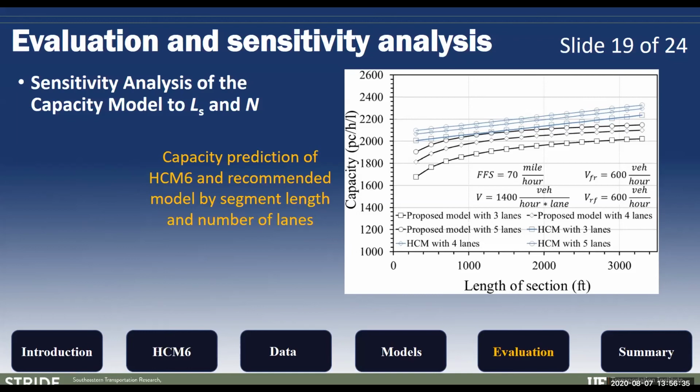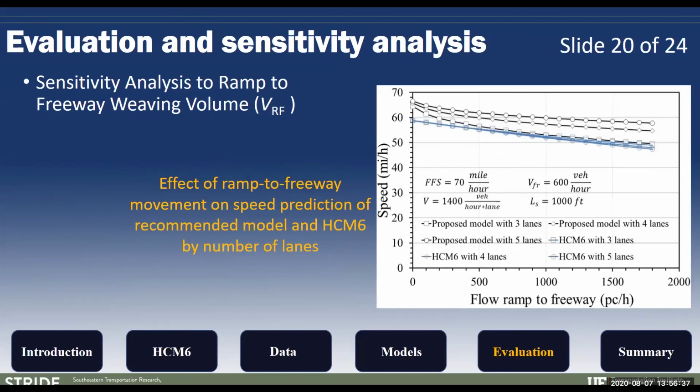Next is the sensitivity to ramp-to-freeway volume, one of the weaving volumes. And again, as you can see, we do provide a lot more sensitivity to the flow rate, because the model actually provides higher weight to that particular ramp-to-freeway volume. HCM also provides sensitivity, mostly linear sensitivity, as opposed to the nonlinear one in our model.